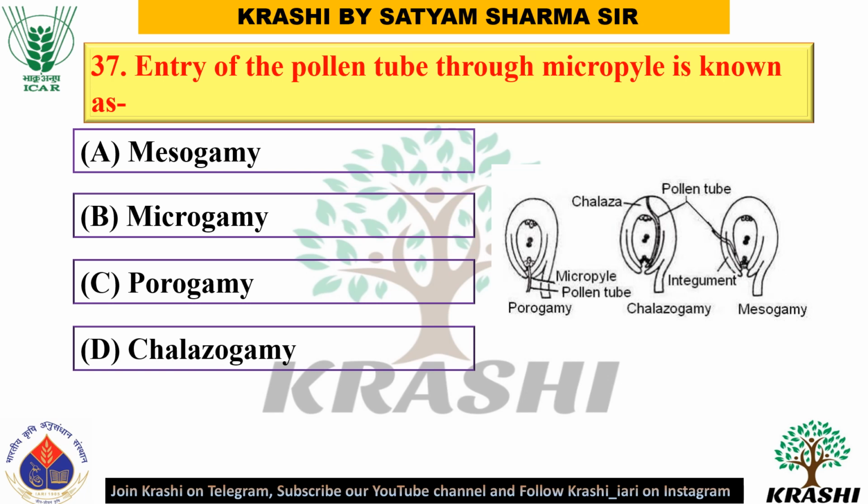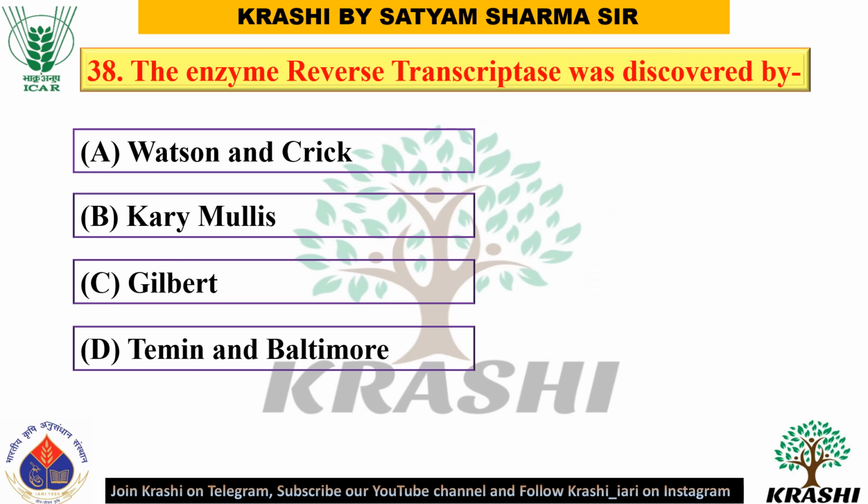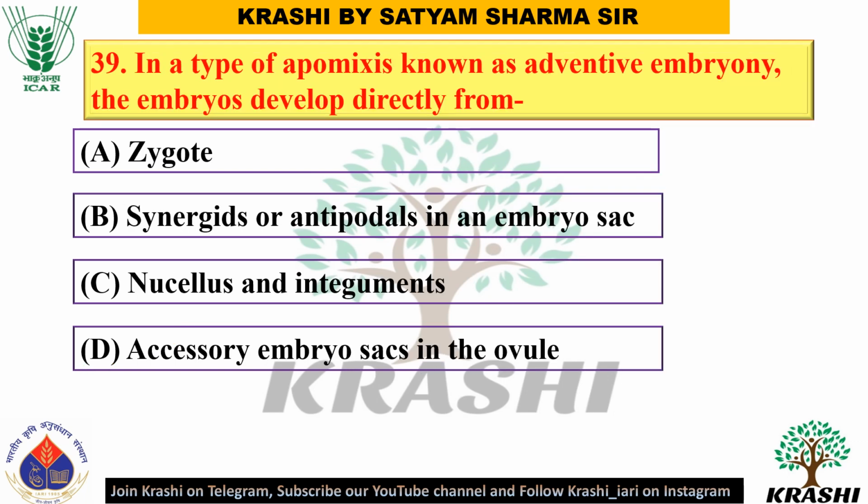Entry of the pollen tube through the micropyle is known as porogamy. If the pollen tube enters through the chalazal end, it is known as chalazogamy, and if it enters through the integuments, it is known as mesogamy. Question number 38. The enzyme reverse transcriptase was discovered by Temin and Baltimore in the year 1970. In a type of apomixis known as adventive embryony, the embryos develop from the nucellus and the integuments.